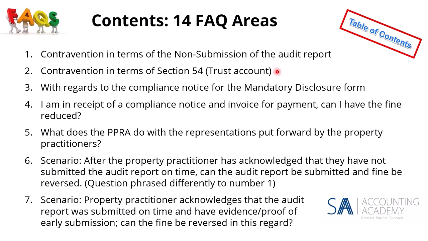Number 3 deals with regards to the compliance notice for the mandatory disclosure form. That's what must be disclosed. Number 4 says, I'm in receipt of a compliance notice and an invoice for payment. Can I have the fine reduced, please? So I was late. I submitted my audit report late. I didn't give all the information to my auditor. They submitted late, but I've now got the compliance notice and I've got the invoice. Can I please have the fine reduced? And this is where they said no ways. No ways, the late fine stays. You need to pay that.